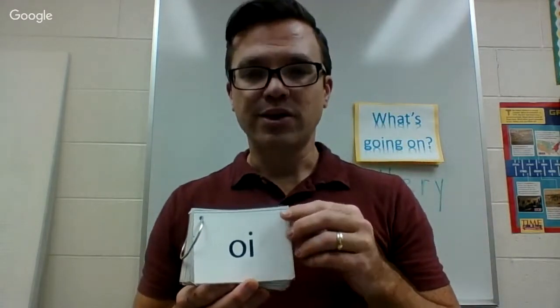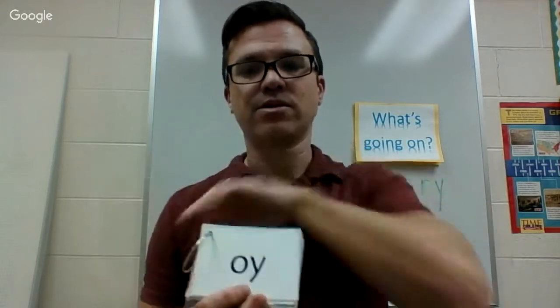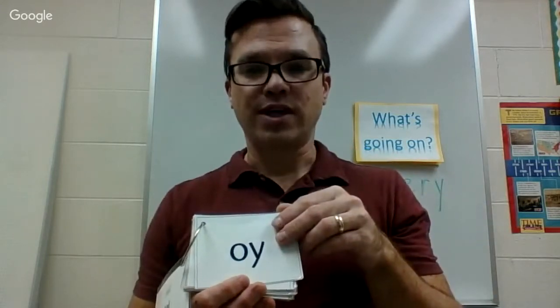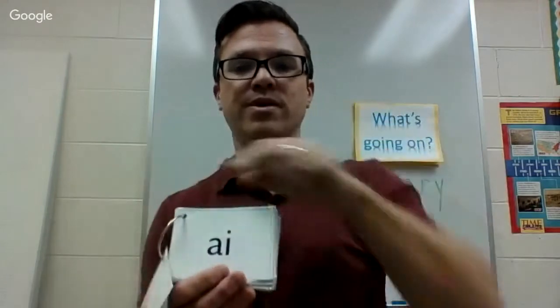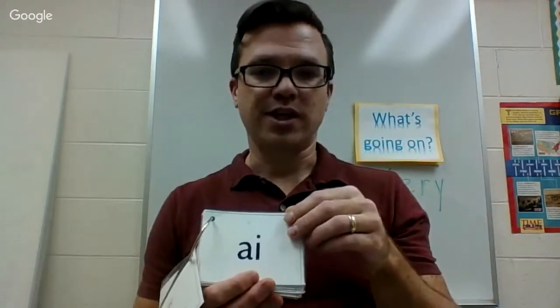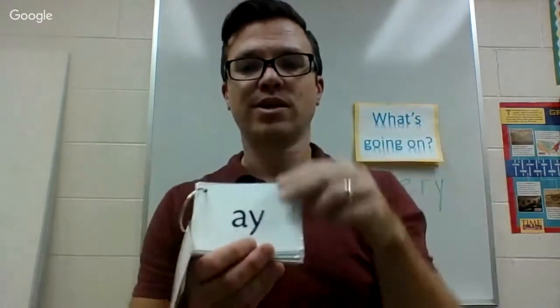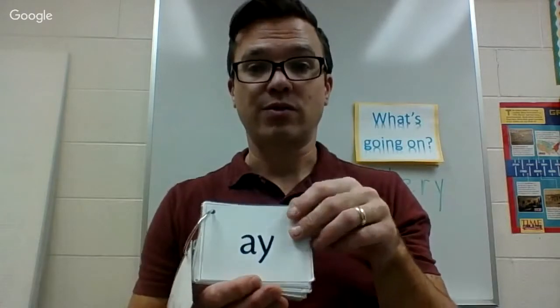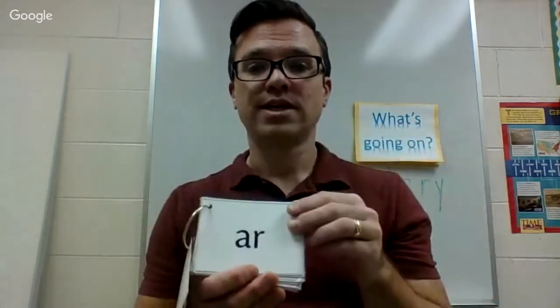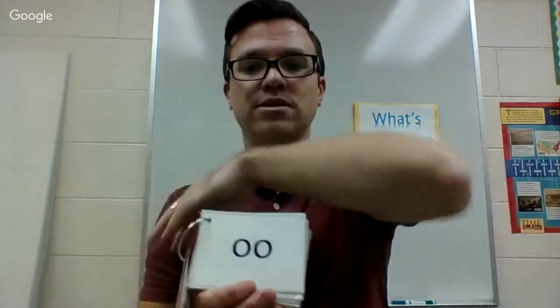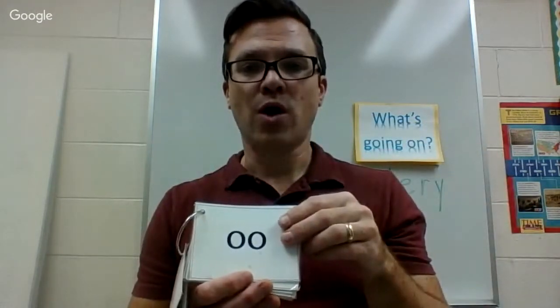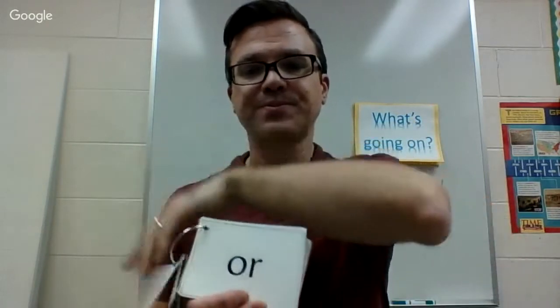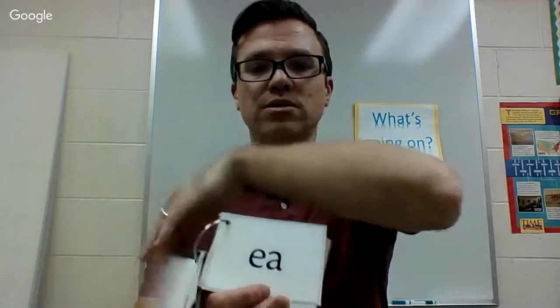Say oi that we may not use at the end of a word. Oi that we may use at the end of a word. A that we may not use at the end of a word. A that we may use at the end of a word. Say R. Oo, o. Oo, o. Ch, k, sh. Or. E, a.